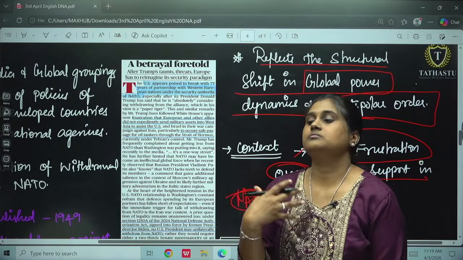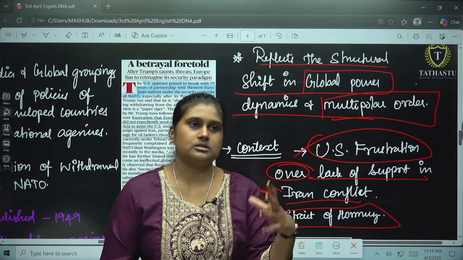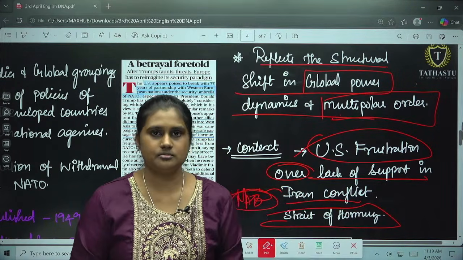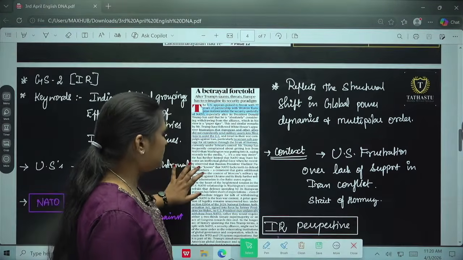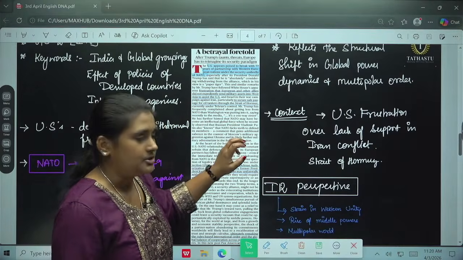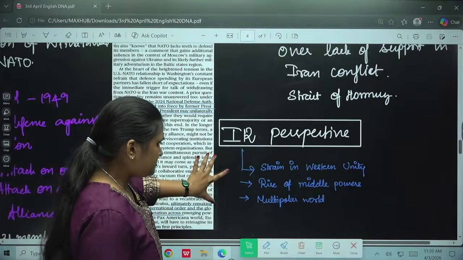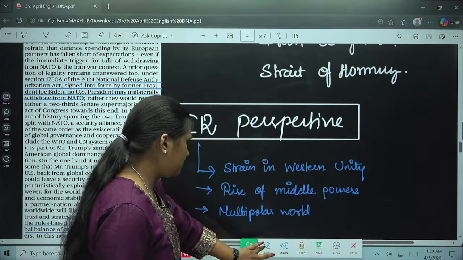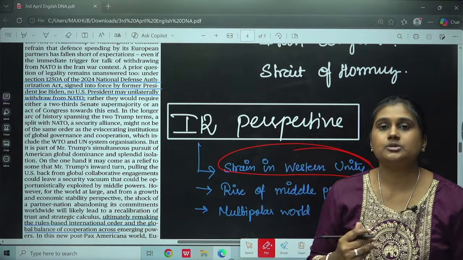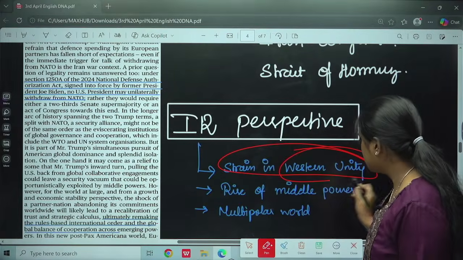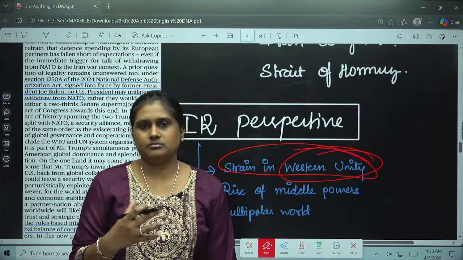There is a lot of opposition also coming towards the US, specifically to Mr. Trump, right? So this is one of the things weakening US activeness in the Iran region. In this way, when NATO is not helping the US, we are able to see a strain in Western unity. We are able to see there is no unity in the West. There is an imbalance in the power.